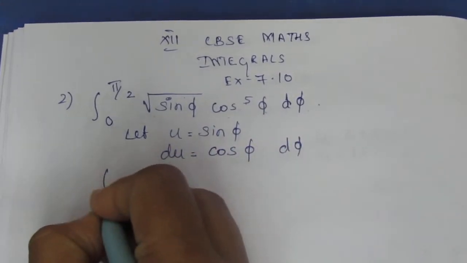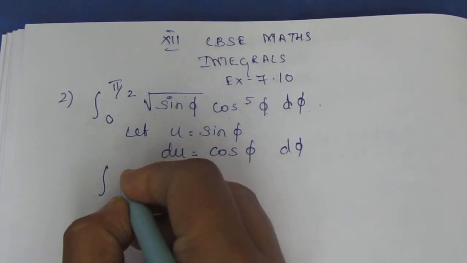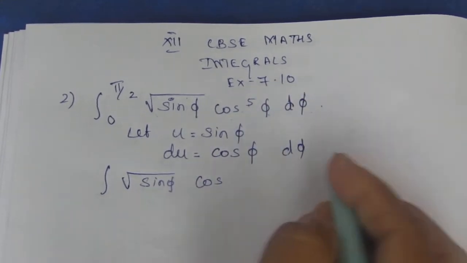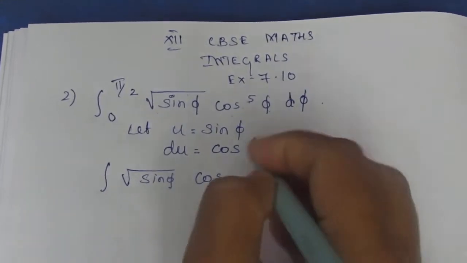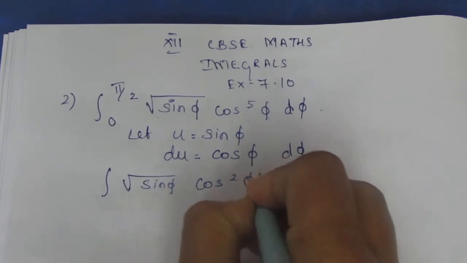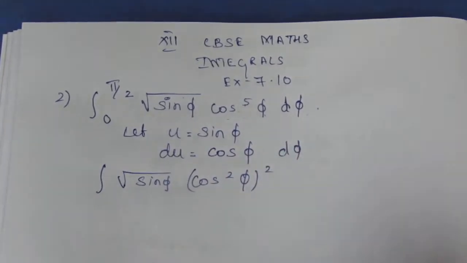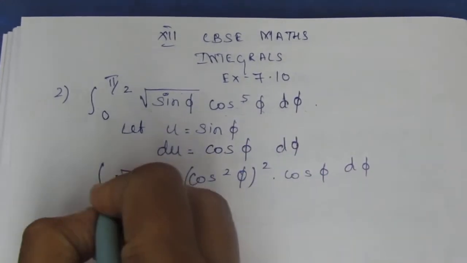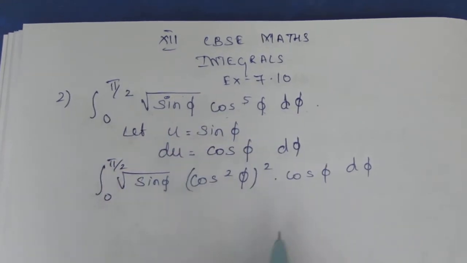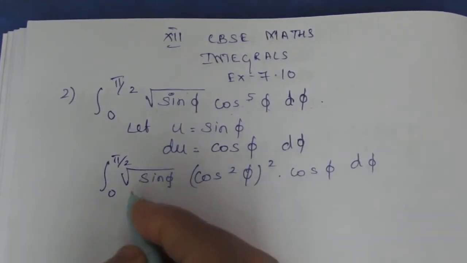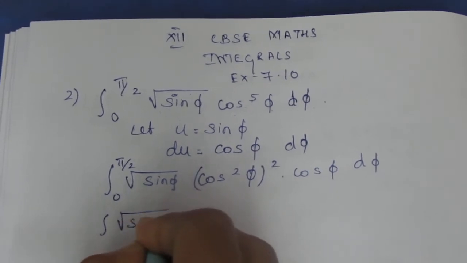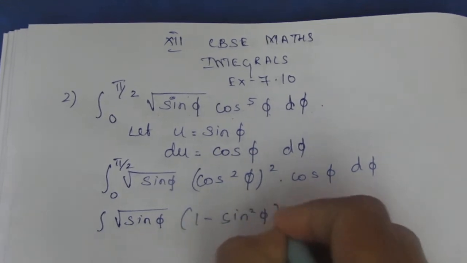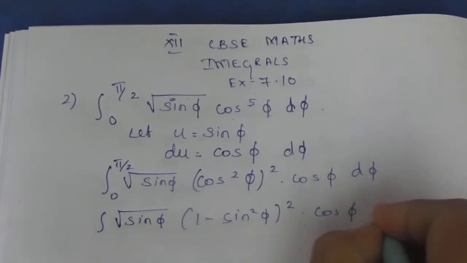For that reason, I am going to change the given thing as root of sine phi into cos power 4 into cos phi, because I want only one cos phi. For that, I am going to change the cos power 4 as cos square the whole square into cos phi d phi from 0 to pi by 2. Now, this can also be written as sine phi into 1 minus sine square phi, the whole square into cos phi into d phi.